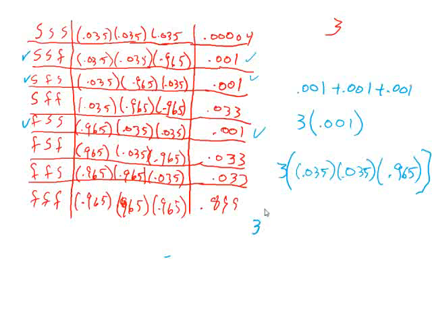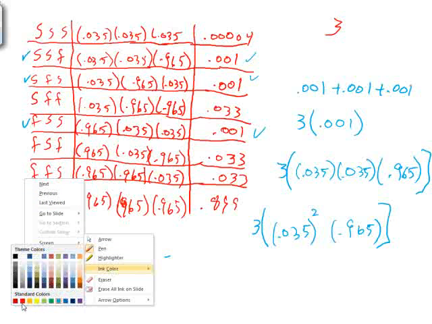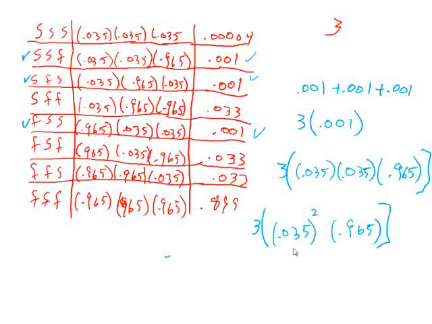So would you agree that this is 3 times 0.035 squared times 0.965? Now remember, this is a probability of a success, right? And then I have this multiplier of 3. So notice that I can write this as 3, and now we're going to introduce some letters, p squared times 1 minus p.